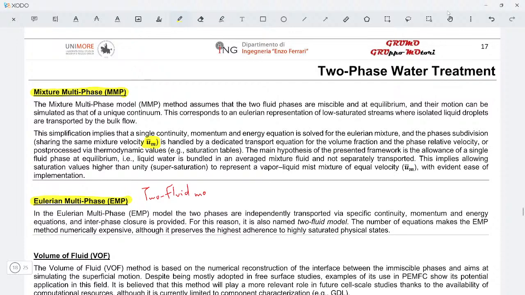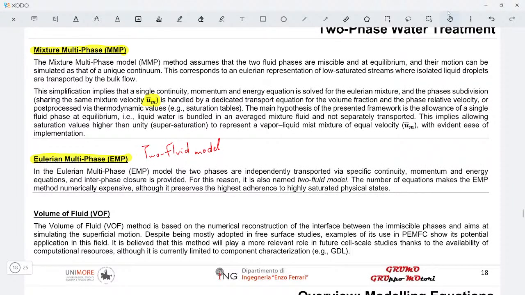And this is because this is the most exact representation that you can carry out with an Eulerian model of two phases. You solve two sets of transport equations, one for the gas and one for the liquid. Okay? Both of these are Eulerian, so you are not able to see where the boundary between the two phases is, but you don't care. You transport the liquid.